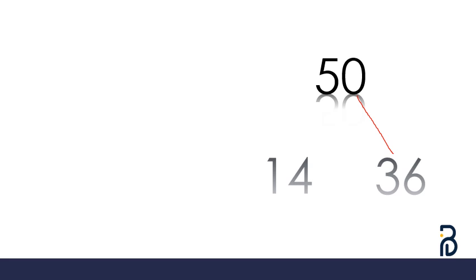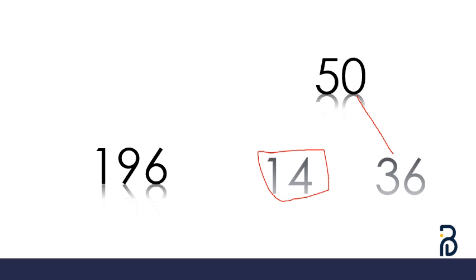The next step is to find square of this difference. So what is 14 square? 14 square is 196. Next step is to take the last two digits of the square. So what is last two digits of 196? It is 96. So the last two digits of square of any number ending with 36 is going to be 96.